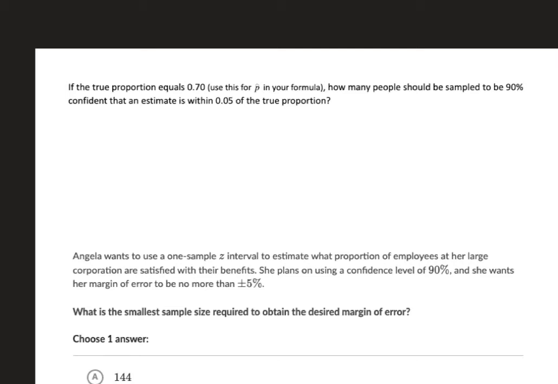All right, here's another example where you are working backwards to find a particular sample size. It says if the true proportion equals 0.7, how many people should be sampled to be 90% confident that an estimate is within 0.05 of our true proportion? So 0.05 is our margin of error, and we want our margin of error to be less than or equal to 0.05. We calculate our margin of error by doing z star times the square root of p hat times 1 minus p hat over n.